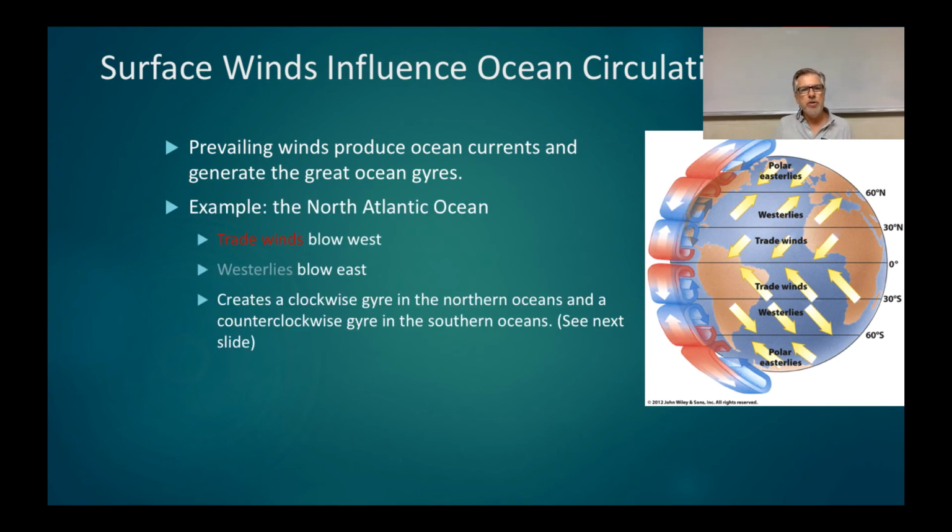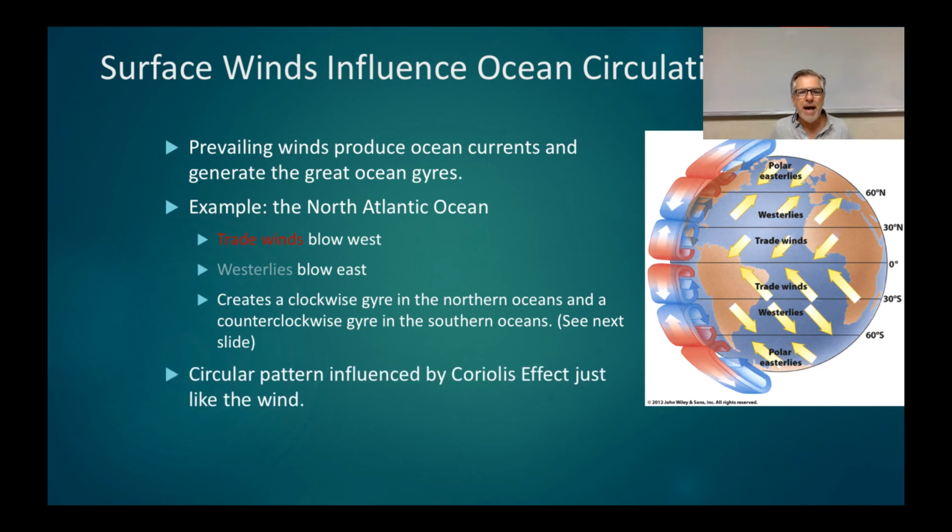For example, in the North Atlantic, the trade winds blow west, and the westerlies blow east. And this creates a giant clockwise surface current in the Northern Ocean and a counterclockwise gyre in the Southern Oceans. And a gyre is just a swirling mass. The circular pattern is also influenced by the Coriolis effect. So the winds, which are affected by the Coriolis effect to begin with, push the water in a direction, and then the moving water itself is affected by the Coriolis effect.